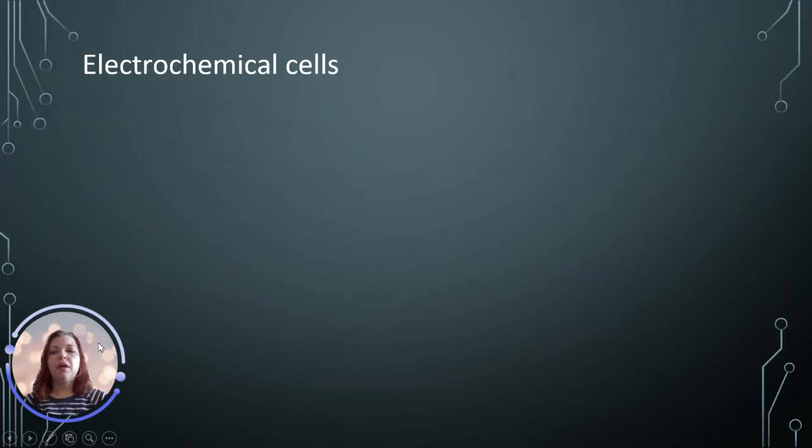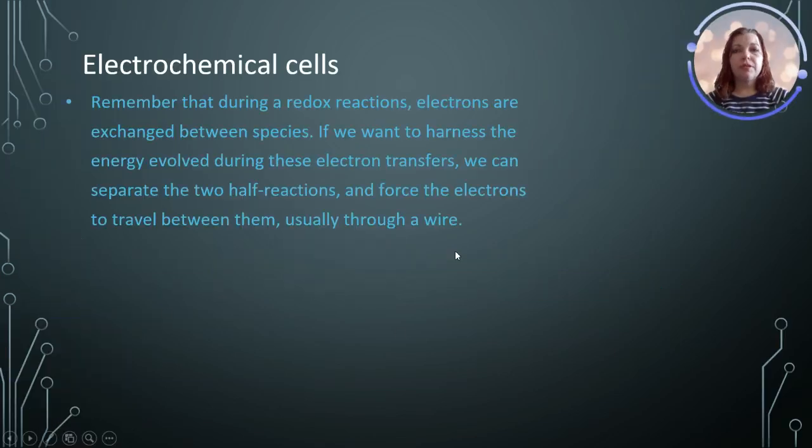So, first of all, what is an electrochemical cell? Remember that during a redox reaction, electrons are exchanged between species. Now, we can harness that energy that's evolved when those electrons are moving. And we do that by separating the two half reactions and forcing the electrons to travel between them in a way that we can collect that power, usually by having them pass through a wire.